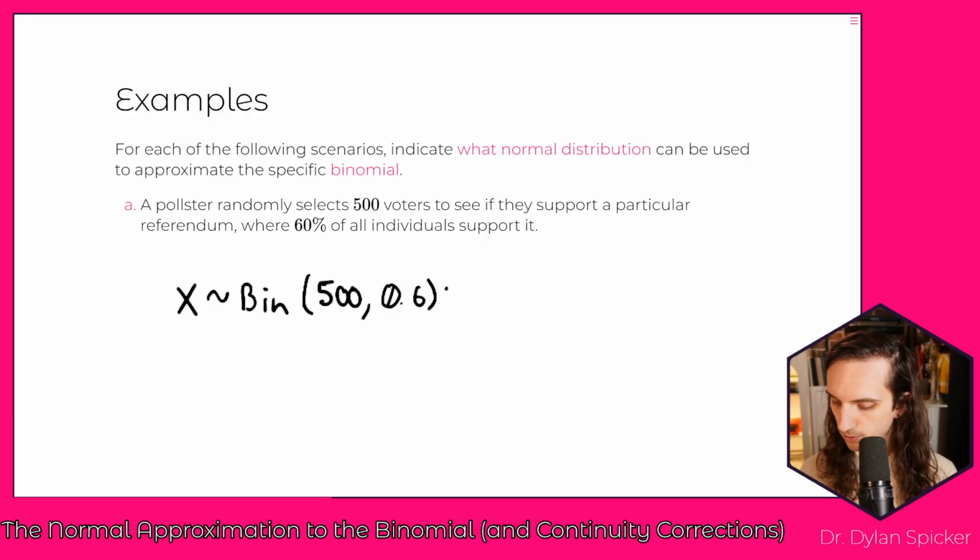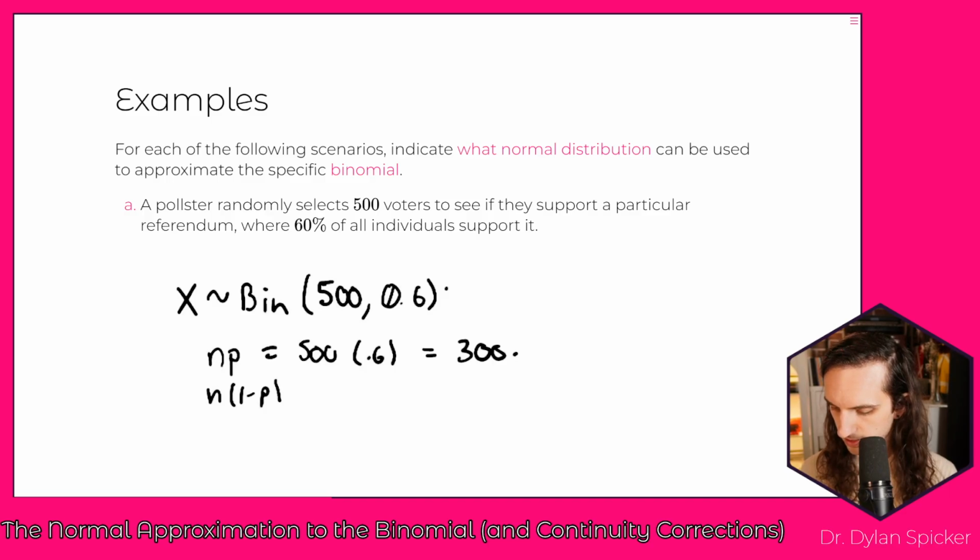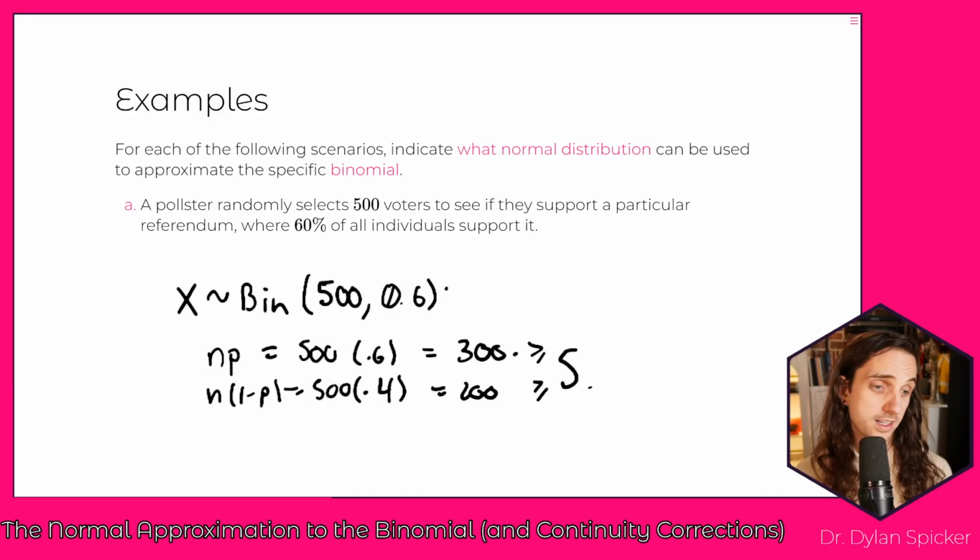And so then if we want to know which normal distribution can approximate this, what we need to do is check n times p, which in our case is going to be 500 times 0.6, and that's going to give us 300 here. We also need to check n times (1 minus p), which is 500 times 0.4. So that's going to give us 200. Both of these are much greater than 5. And as a result, we can use a normal approximation.